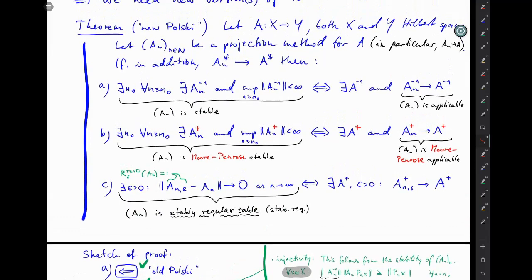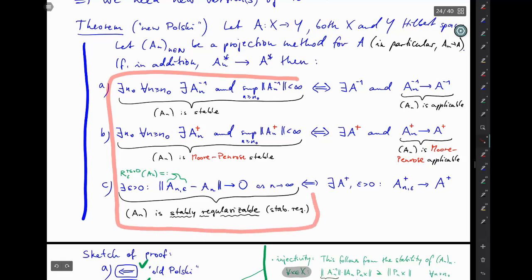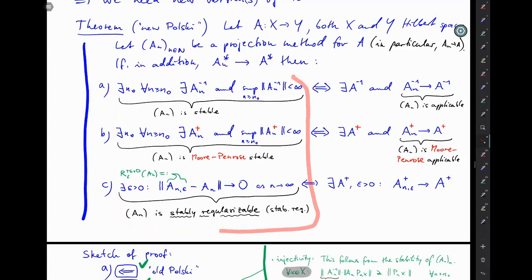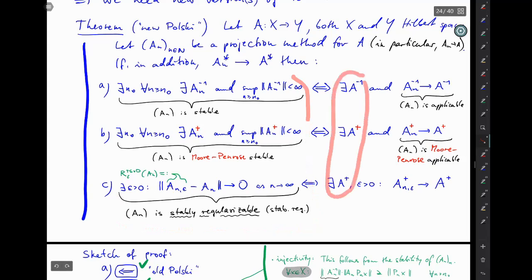You could just draw the same kind of diagram for statements B and C, and they would all say the same. They would all say that this here is what we want. We want applicability or Moore-Penrose applicability, or this property without a name down here. And in order to get these, we need stability, or respectively Moore-Penrose-stability, or respectively stable regularizability. And by the way, if we can make sure we get them, then we get invertibility or Moore-Penrose invertibility for free.